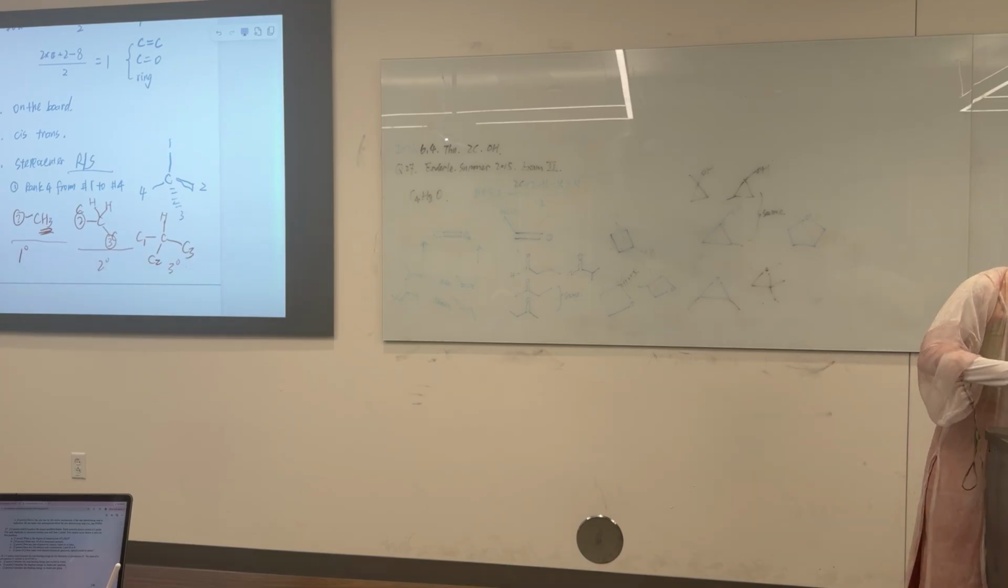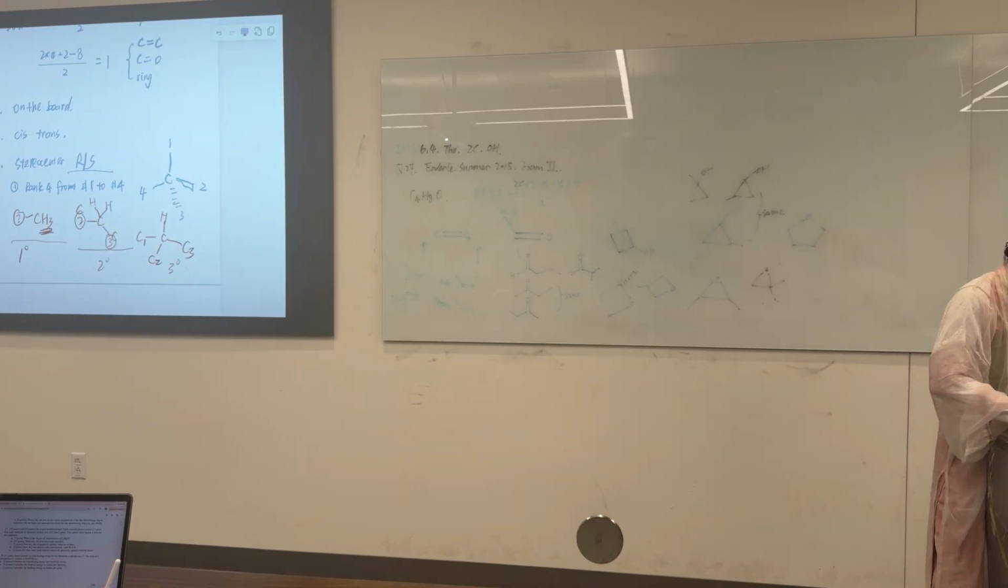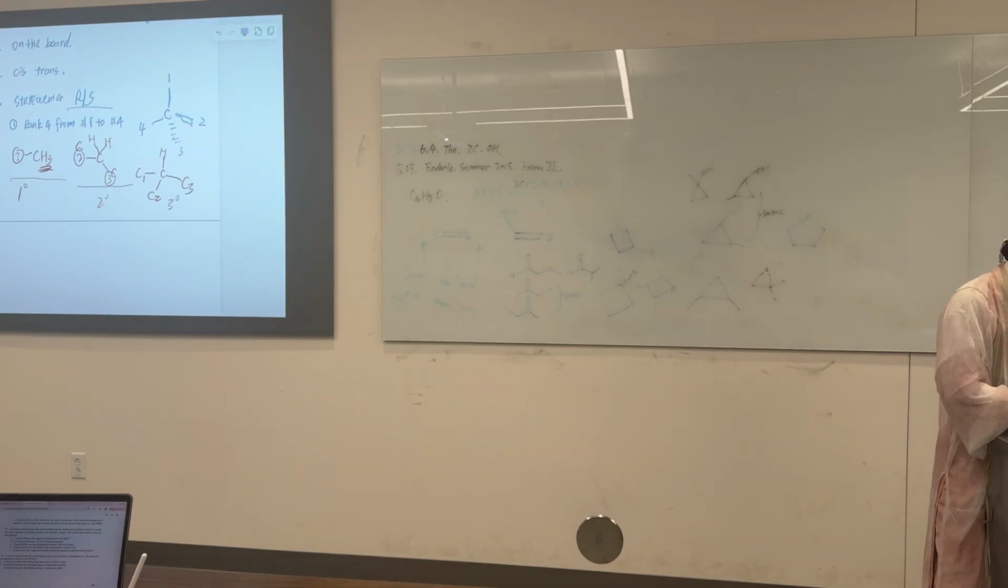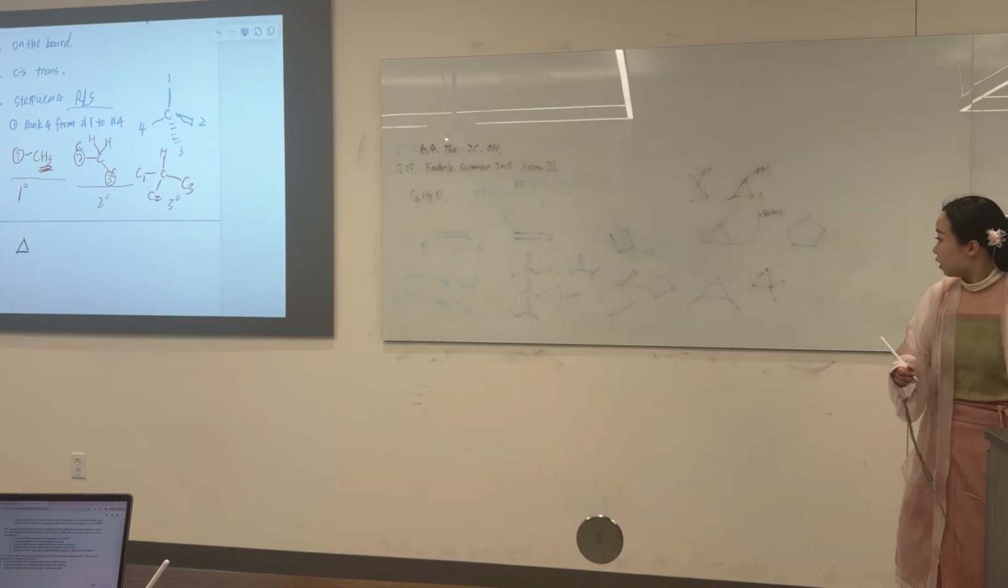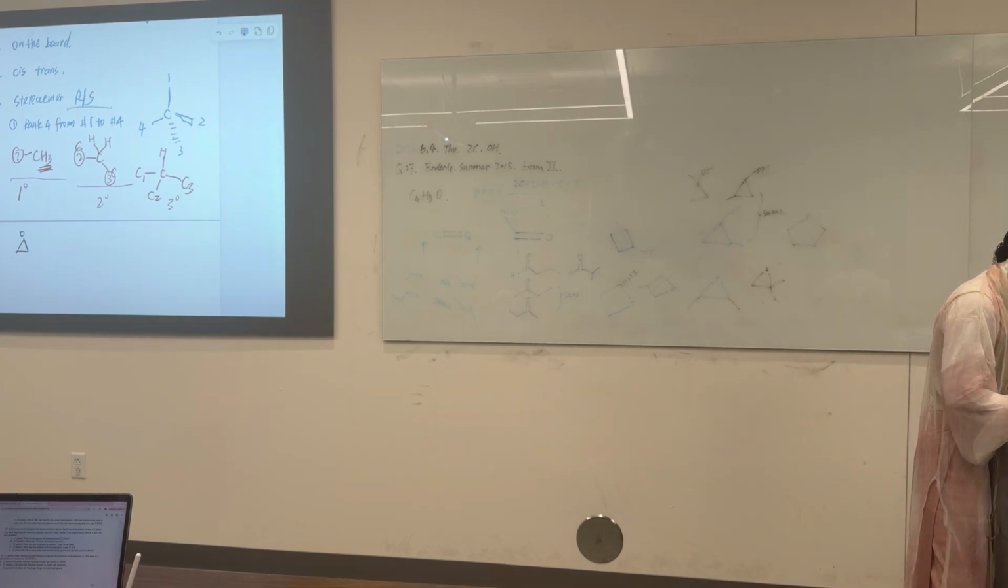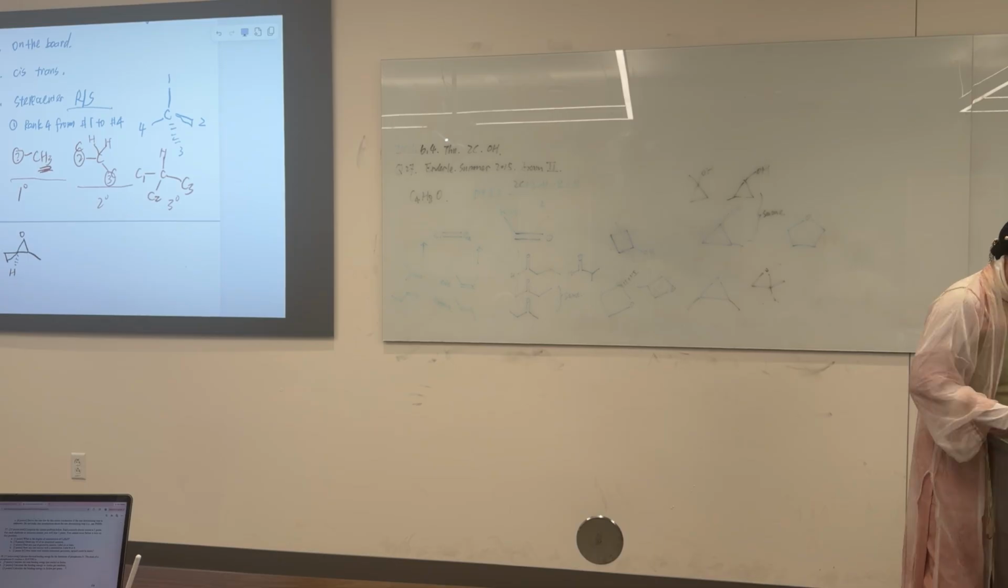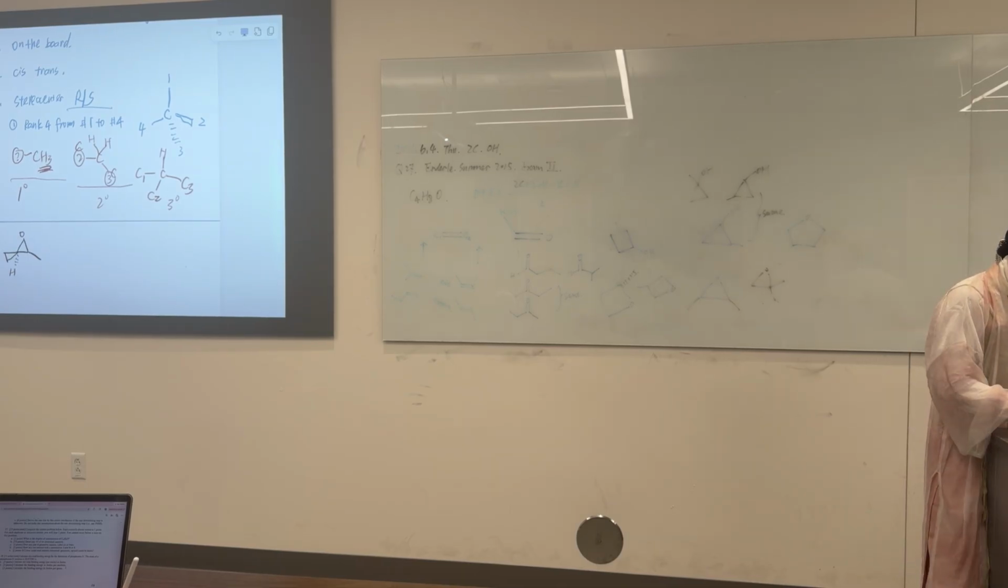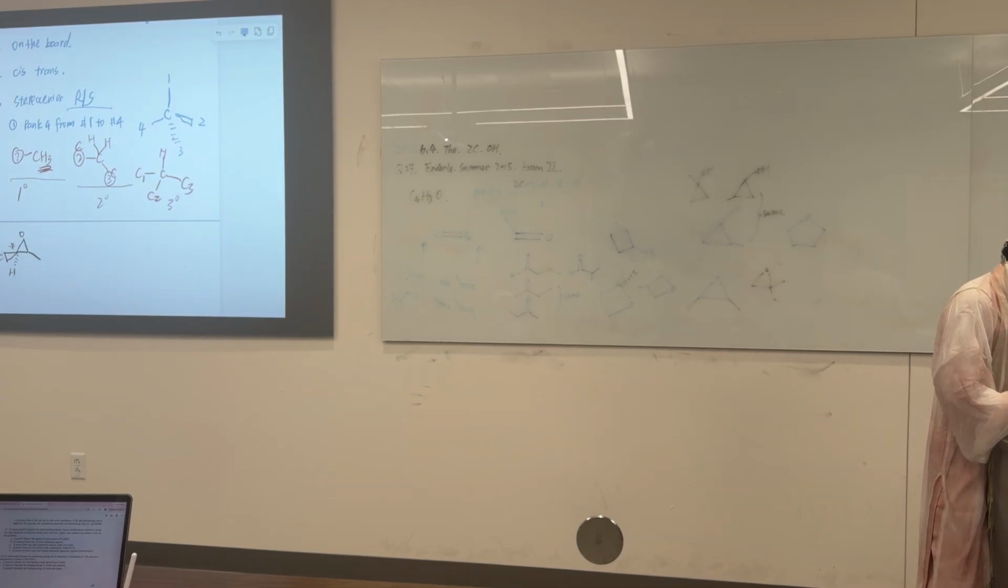I know it's very faint on the board. Let me write it here. We narrow it down to this one. Why is this one passable? Here could be a stereocenter because this is CH3, oxygen. Oxygen. So hard.